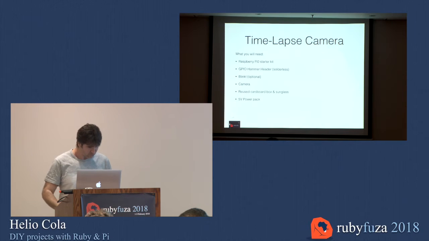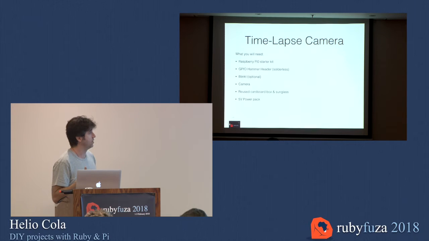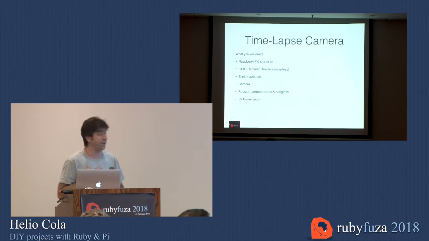And what I use for this demo: a Raspberry Pi Zero Wireless, and a GPIO hammerhead just to connect. I don't want to use a soldering iron to solder stuff. I'm not good at that. And I found this hammerhead that you can just hammer down onto your Raspberry Pi Zero. So it's kind of fun. A Blinkt, that's optional as well, but I have that as well. A camera, a reused cardboard and a sunglass. So you're going to need that. And you need a 5 volt power pack.